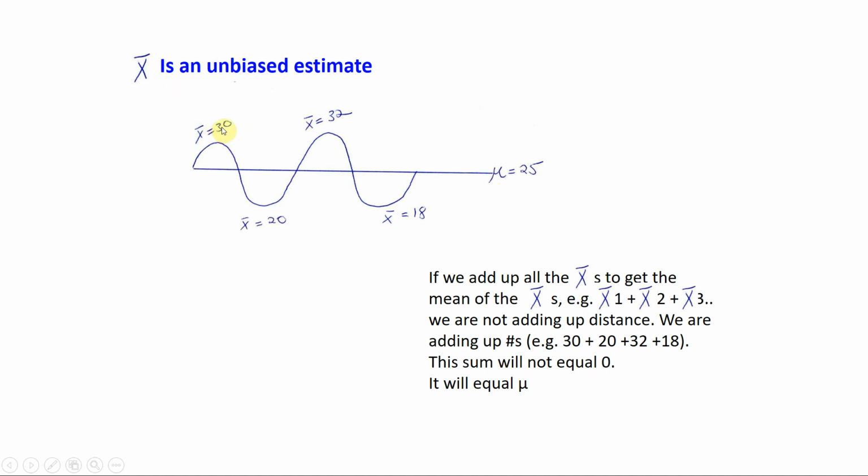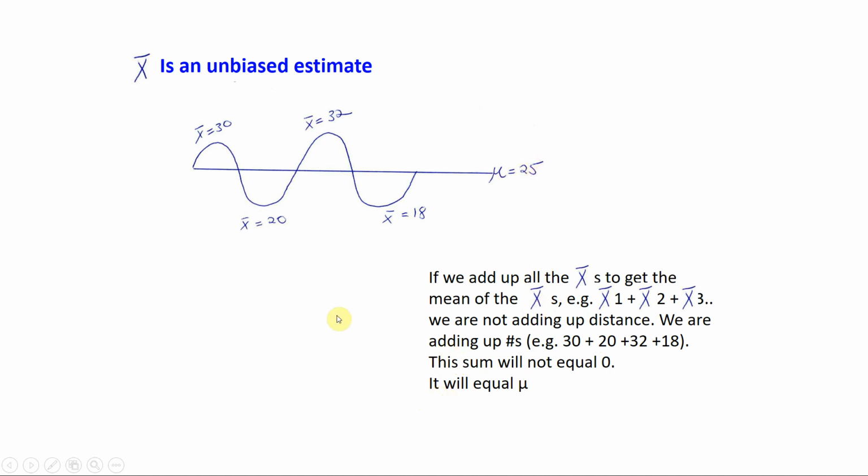So if we were to add up all of our estimates, 30 plus 20 plus 32 plus 18, we're not going to get 0. All right, I mean, there's a way we could get 0, but only if mu is 0. But I don't want to get into that right now, okay? So we're just adding up X bars. That's it. We're just adding up X bars. And that means that the sum will not equal 0 in all probability unless this happens to be 0.